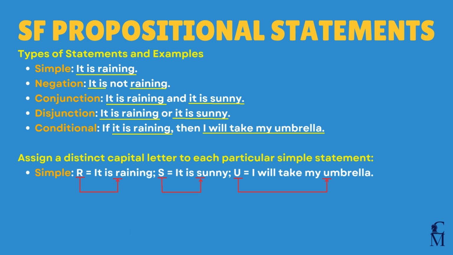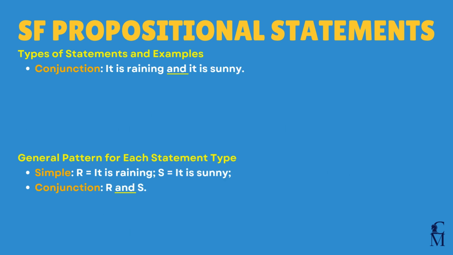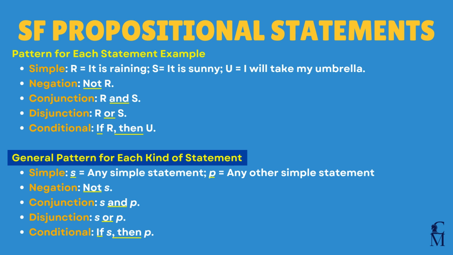Given these three simple statements, the negation it is not raining can be represented by the statement pattern not R. The conjunction it is raining and it is sunny can be represented by the pattern R and S. The disjunction it is raining or it is sunny can be represented by the pattern R or S. The conditional statement if it is raining, then I will take my umbrella can be represented by the pattern if R, then U. Once we do so, we can see that each kind of statement can be associated with the following general pattern, where a lowercase, italicized letter can stand for any particular simple statement.